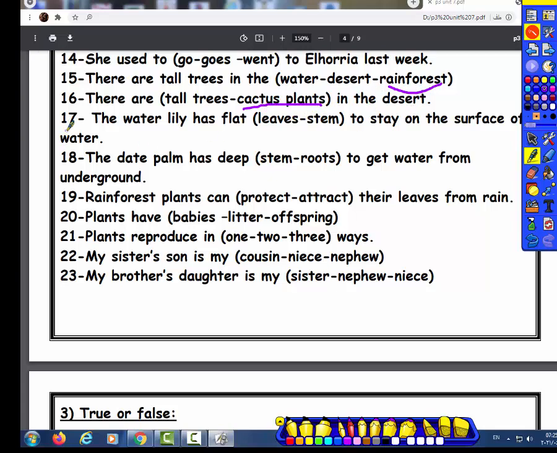Number 17, the water lily has flat leaves or stem to stay on the surface of the water. Look here. I'll try to draw, but I'm not very good at drawing, so try to imagine with me what it is. It's a water lily, and this is the stem. This stem is under the water. It's very strong under the water.